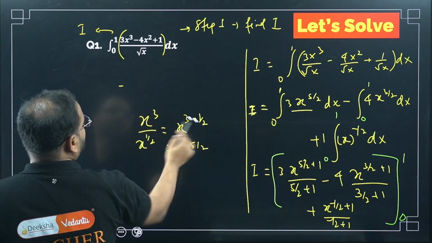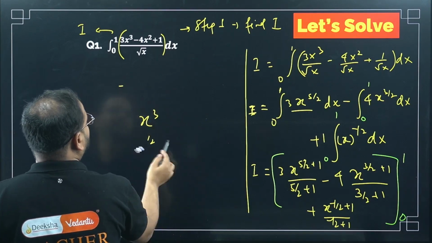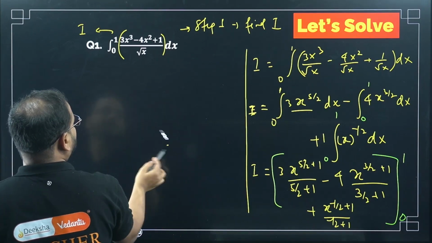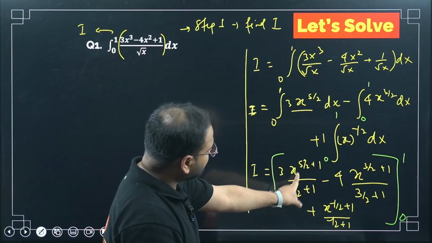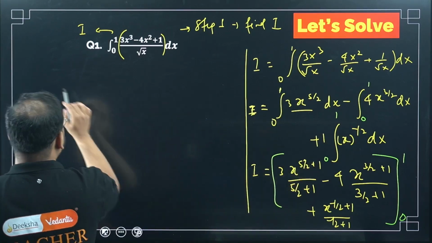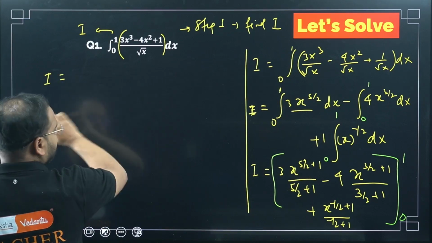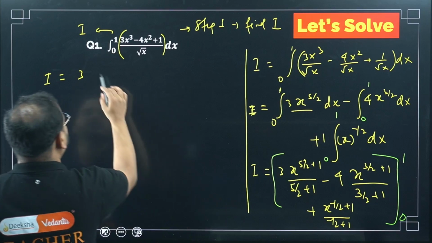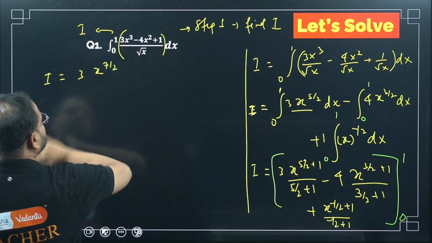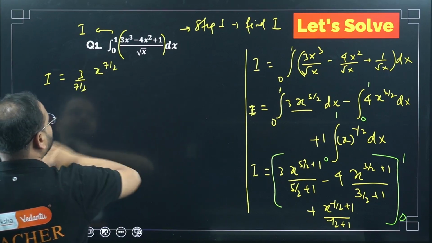What we're going to do is simplify the given integration that we have received from the previous step. It will become: 5 by 2 plus 1 will become what? My I will be, 3 is there, and this will become 7 by 2. So x power 7 by 2, divided by 7 by 2.